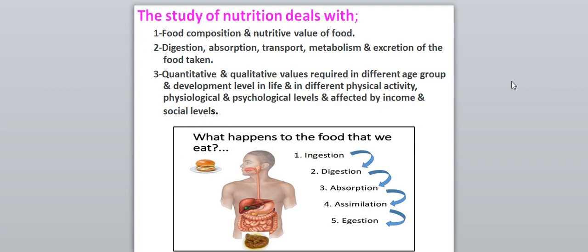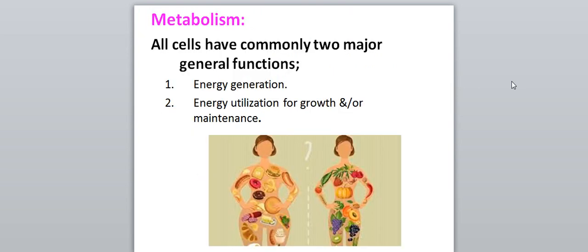In studying nutrition, we have to deal with food composition for the nutritive value of foods, and with the way of digestion, absorption, transport, metabolism, and excretion of the food taken. We have to study all these together, as well as the quantitative and qualitative values required in different age groups and different development levels in life, and also in different physical activity, psychological and physical levels, also affected by income and social level. So we have to talk about all these subjects.